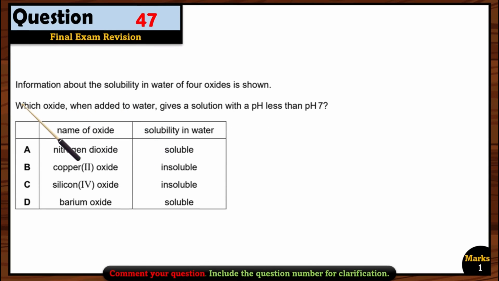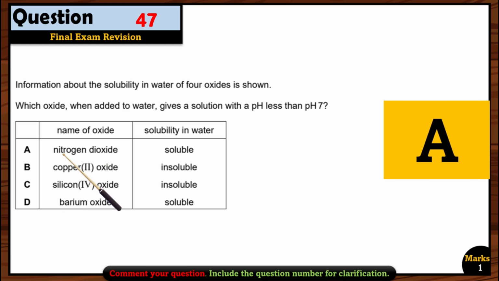Let's see question 47. Information about the solubility in water of four oxides is shown. Which oxide, when added to water, gives a solution with a pH less than 7? If the pH is less than 7, it means that oxide should be acidic in nature, right? So let's see which oxide is acidic here. We have only one option, nitrogen dioxide, and that is made up of non-metal. All of the others are metals in nature, right? So that's why this is the only one that is acidic. So option A is right, because acidic oxides are made up of non-metals.